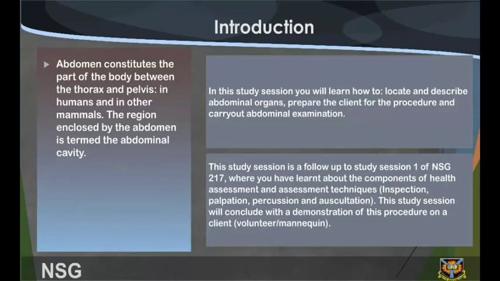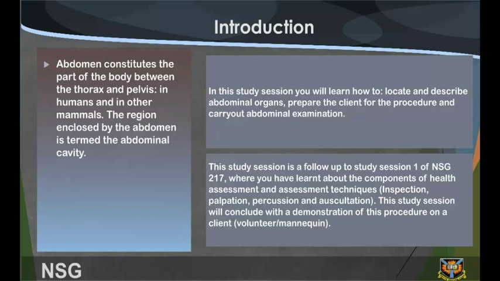Introduction. Abdomen constitutes the part of the body between the thorax and pelvis in humans and in other mammals. The region enclosed by the abdomen is termed the abdominal cavity. In this study session, you will learn how to locate and describe abdominal organs, prepare the client for the procedure, and carry out abdominal examination.